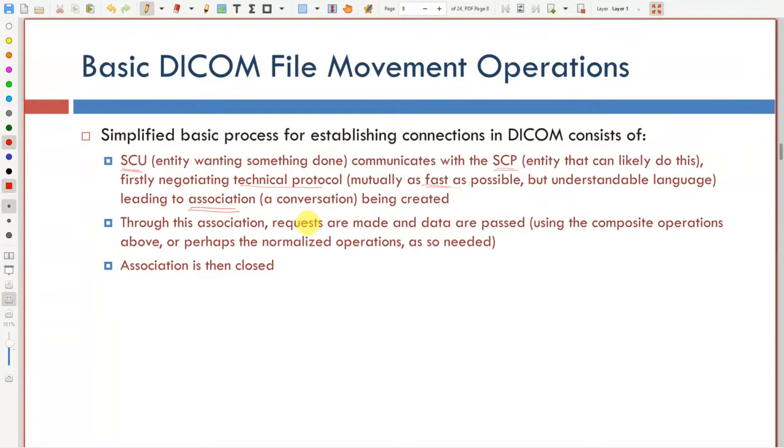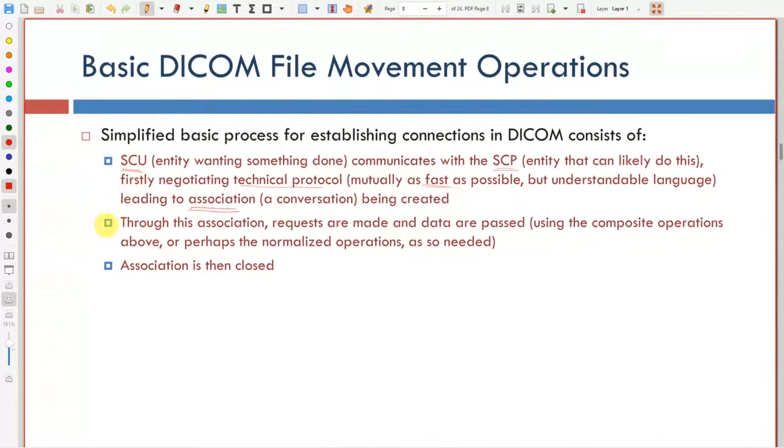Association, as we said before, is like a conversation. It's like two company bosses who want to negotiate a certain deal. They start with lower level employees arranging for their meeting, and whenever the meeting is arranged, the two bosses start talking together directly. So this is very much like that.